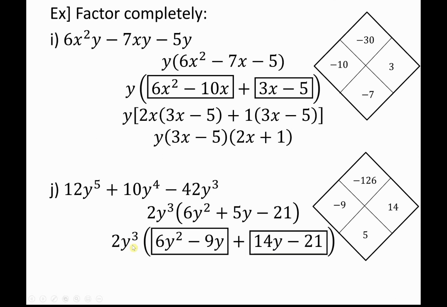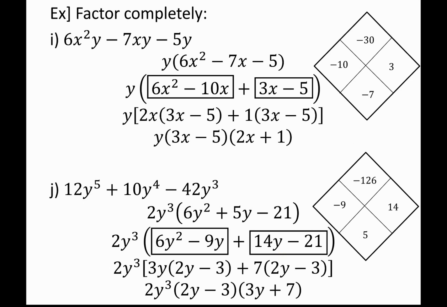We're going to factor by grouping. GCF of the first grouping is 3y. Second grouping is 7. And the 2y minus 3 is a common binomial factor. The leftover bits is the 3y plus 7.